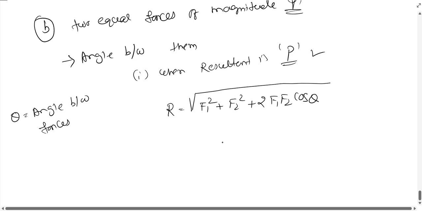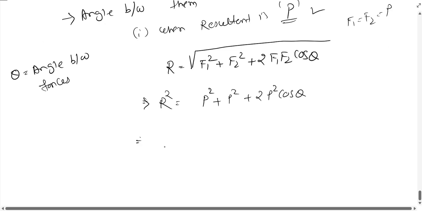Okay, so R square equal to, two forces are having equal magnitude, so f1 equal to P and f2 is also equal to P. So P square plus P square plus 2P square cos theta, and R is also P. P square equal to, if we take 2P square common, then 1 plus cos theta we will get. Okay, so यहाँ से P square and P square कट जाएगा.